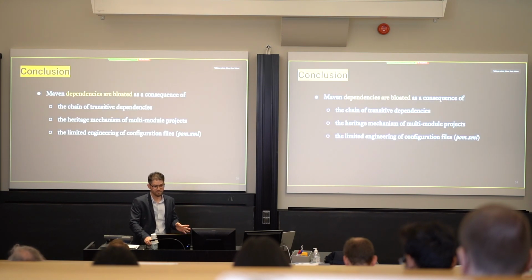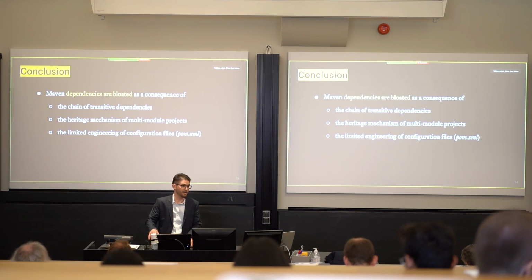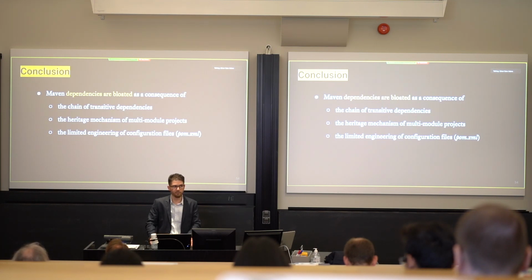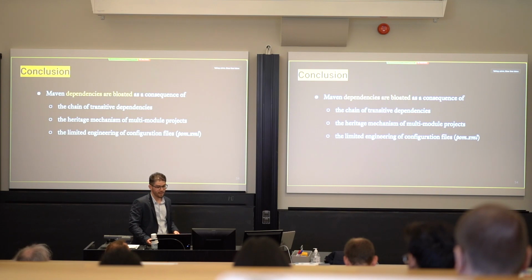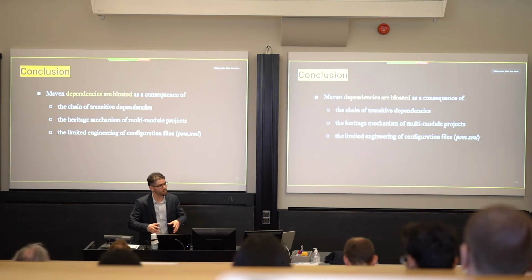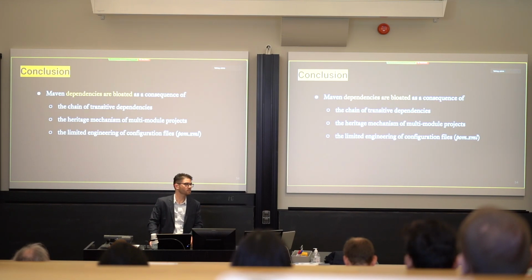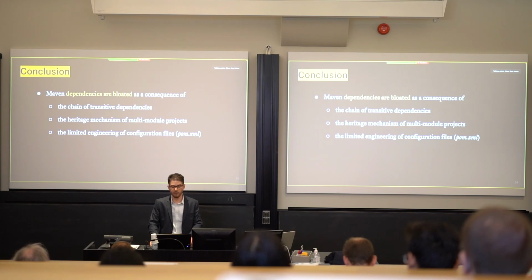So in conclusion, we found that Maven dependencies are bloated, and this is a consequence of the transitive chain of dependencies that are pulled from the build system. And we found that another cause is the inheritance of dependency. It's this dependency mechanism of Maven in which you have multi-module projects and then you have dependencies coming from modules. And also the limited engineering of POM files.